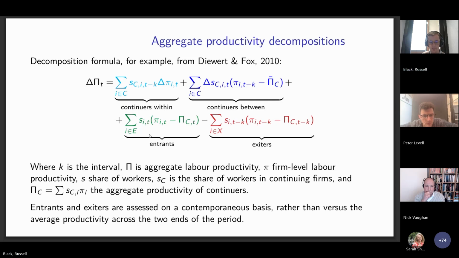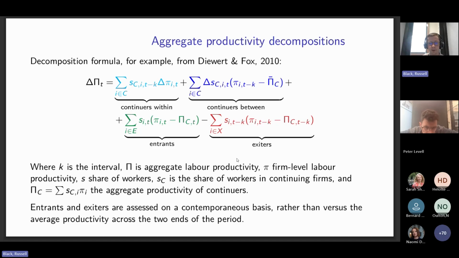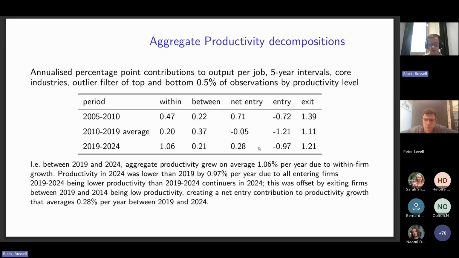And then the equivalent entrant and exit contributions. The entrant and exit contributions are benchmarked to the existing set of continuers at the point of entry and the existing set of continuers at the point of exit, by the point of entry and by exit. And these are the results.